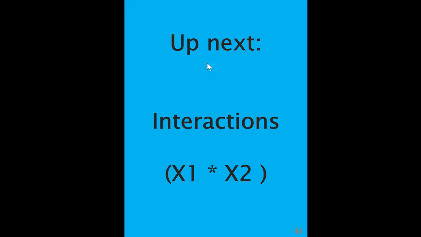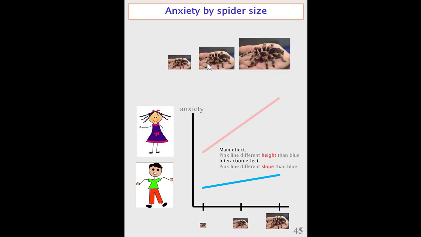And we can go back to the spider example here. So here we have spider size on the horizontal axis and anxiety on the vertical axis. What we have also is males and females in the data. The males are the blue line, the females are the pink line, and I'm sort of going with the prejudice here that, first of all, females get more anxious from spiders than males, and also the size of the spider has a bigger effect on females than on males. So let's see how we see this in the graph.